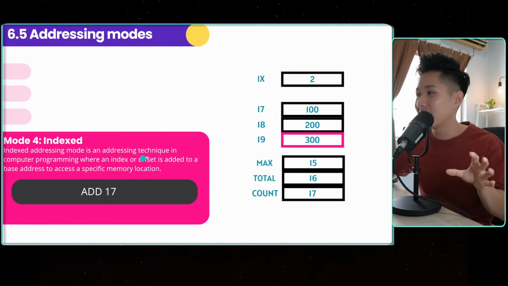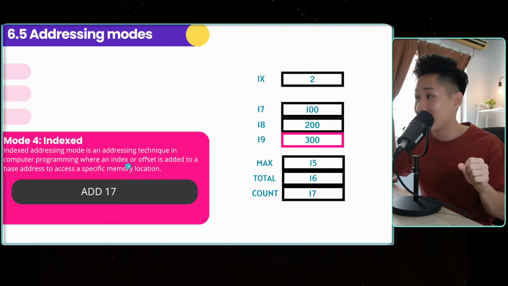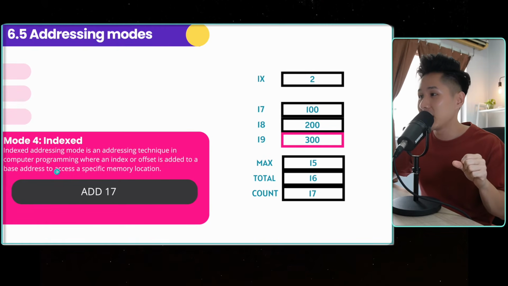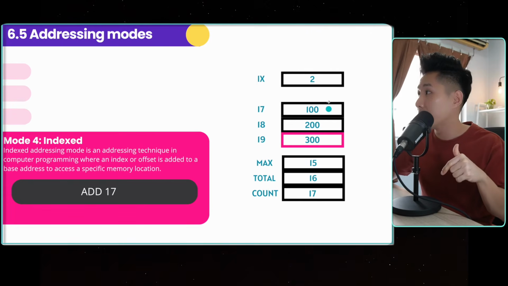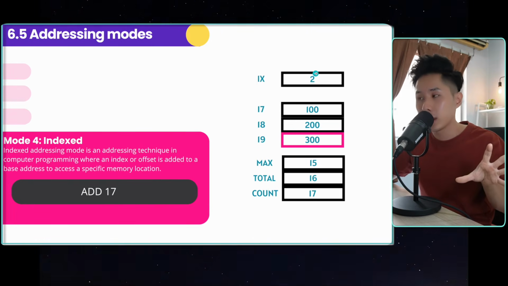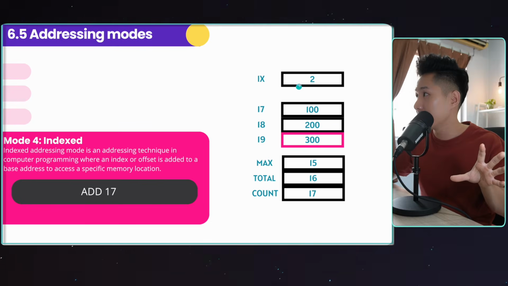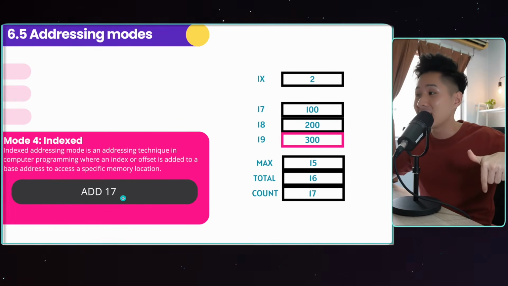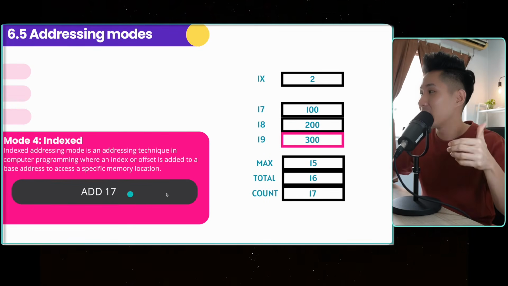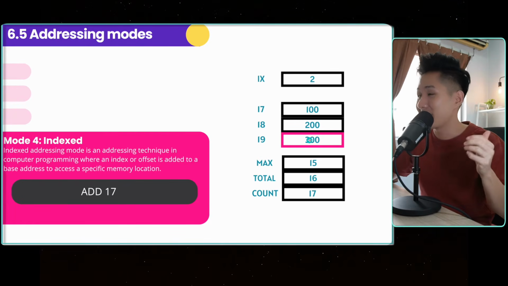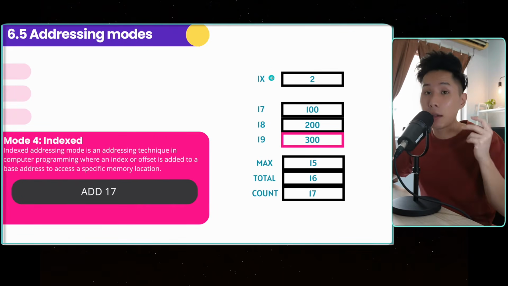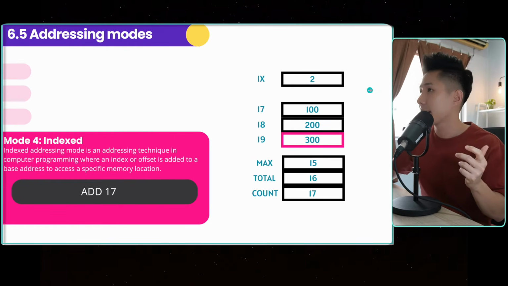Index addressing is an addressing technique in computer programming where an index or offset is added to a base address to access a specific memory location. So ADD 17 here, index addressing basically means I look into what is inside my index register. I add it with 17. So 17 plus 2 will be 19. So I'm going to go to address 19 and find out the value. In other words, ADD 17 here is equivalent to adding 300, right? So it involves looking up whatever is inside the index register.